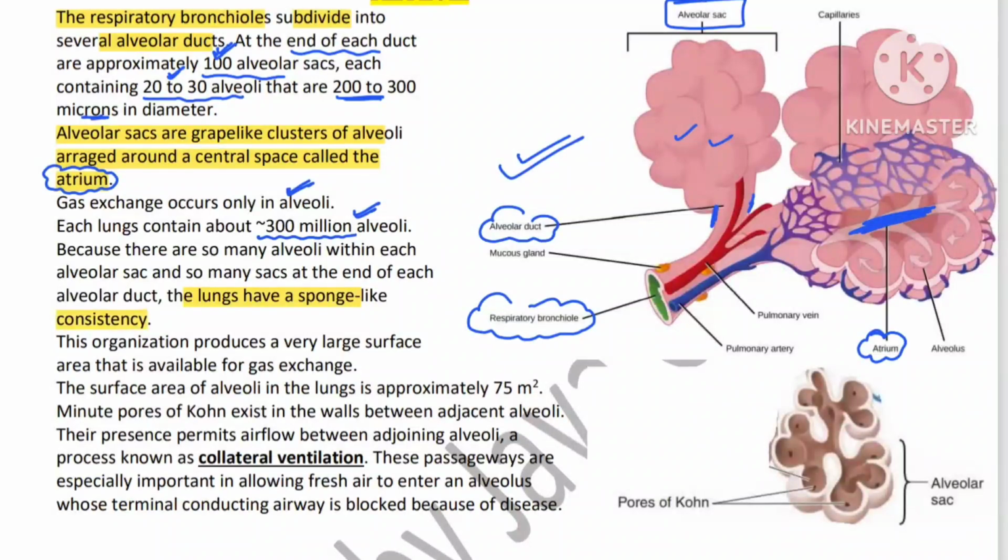And this arrangement is made for efficient gaseous exchange, because you know, for diffusion, the surface area should be large. So this arrangement is done in such a way that the surface area can be more. And the surface area of the alveoli is nearly 75 square meters. This much surface area they have.